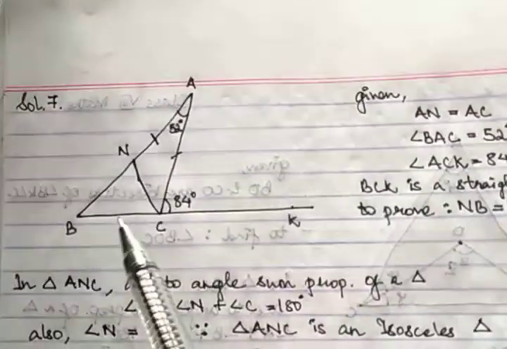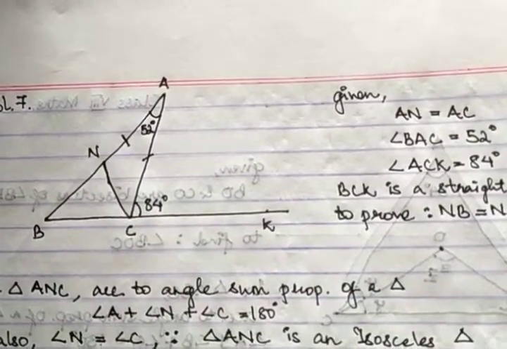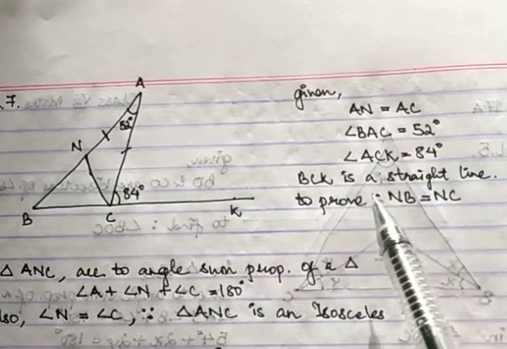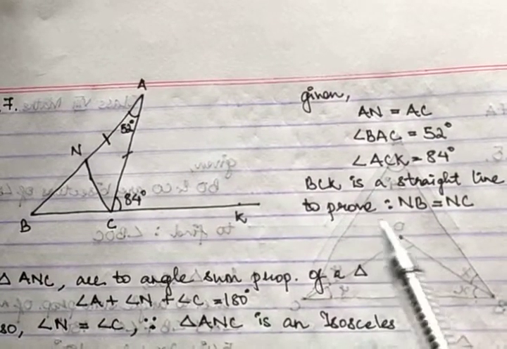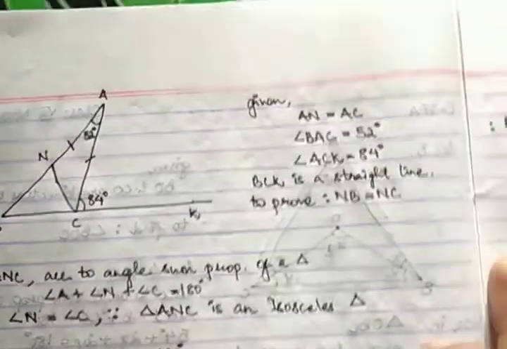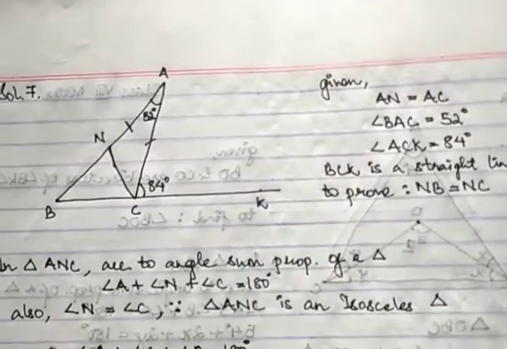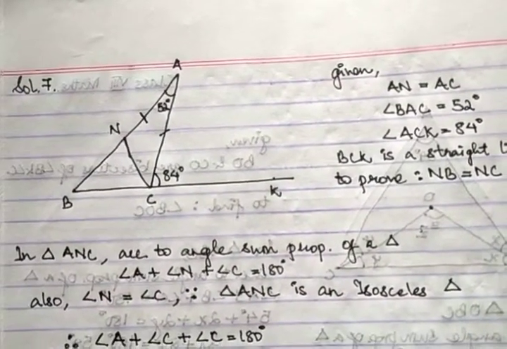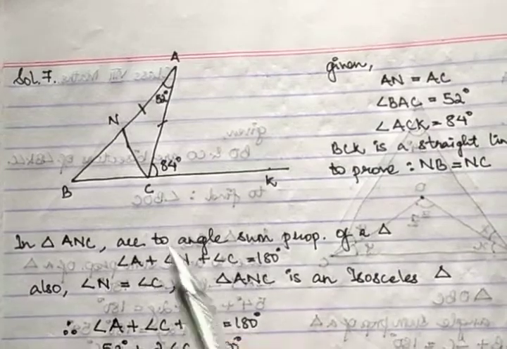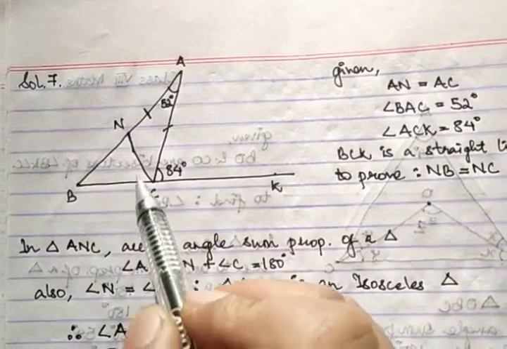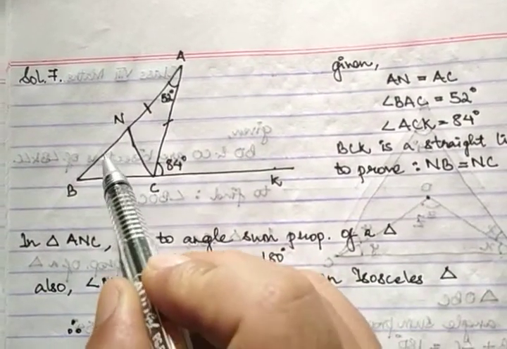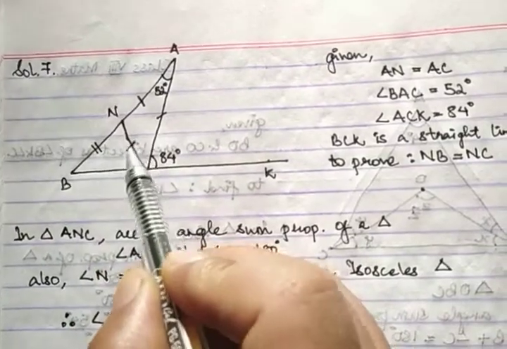BCK is a straight line. Okay. And what we need to prove is NB equals NC. Now this is the first sum that we are doing for proof, isn't it? So what we need to prove is that NB equals NC, this side. We need to prove that NB is equal to NC.